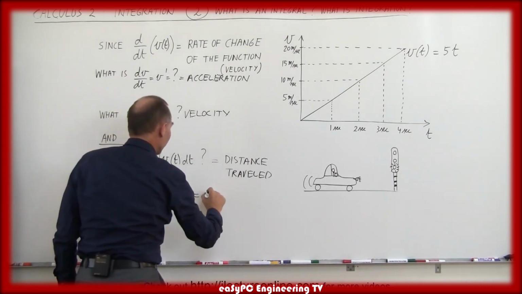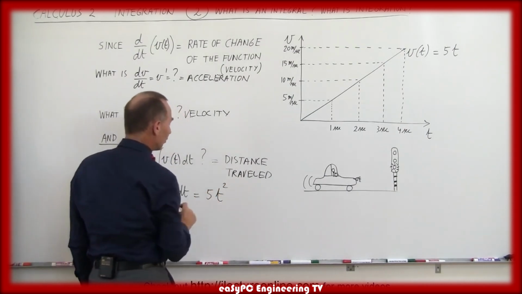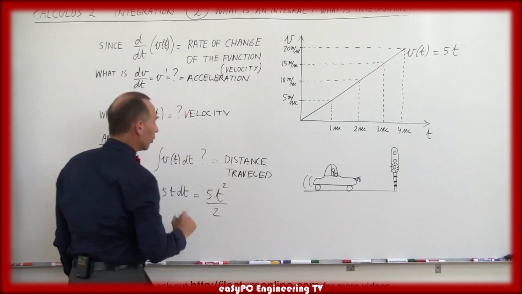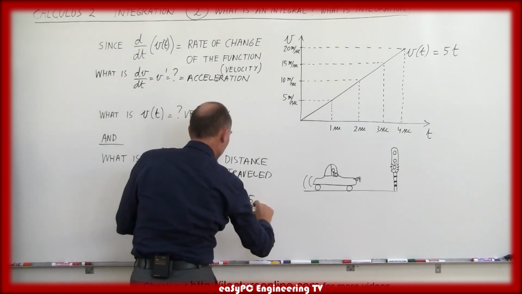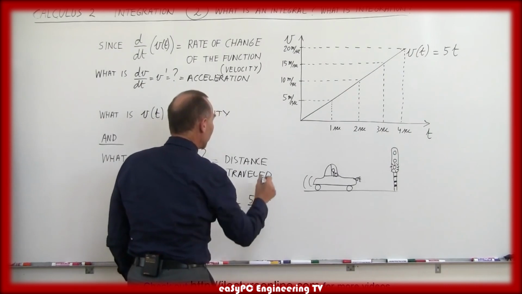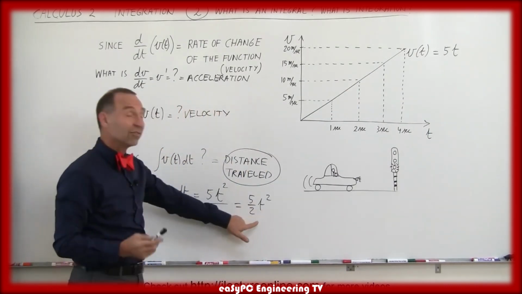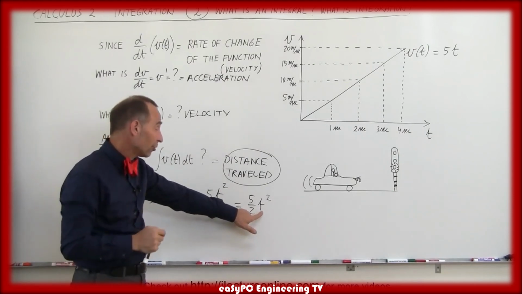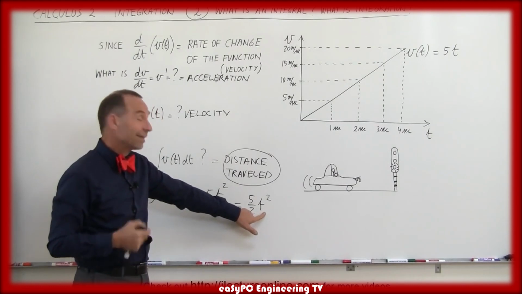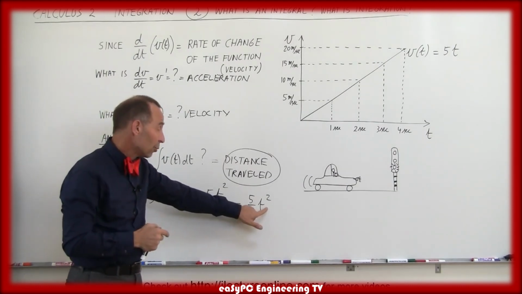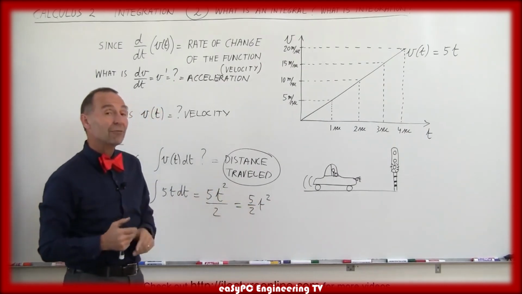This is equal to 5 times t, add 1 to the exponent, which is now a 2 instead of a 1, divided by the new exponent. So therefore we can say that this is equal to 5 over 2 t squared, and it represents the distance traveled. If we plug in 0 for t, we get 0. If we put in 1 for t, we get 2.5 meters. If we plug in a 2 for t, we get 10 meters. If we plug in 3, 3 squared is 9 times 5 is 45 divided by 2, which is 22.5 meters.